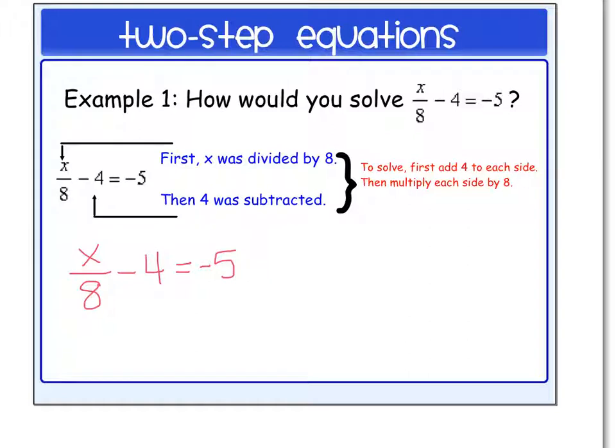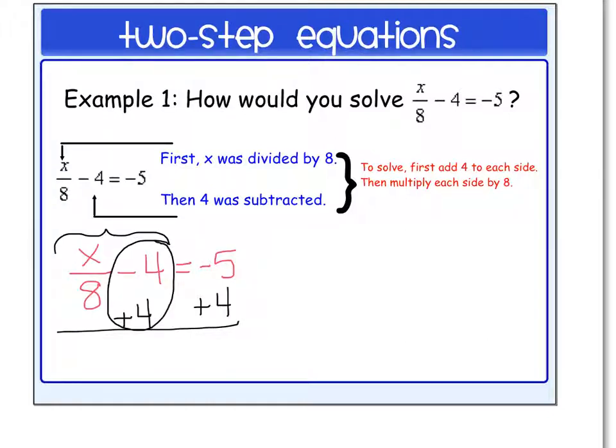So now we have to undo these in the opposite order. I look to my side with my variable, and what's farthest away is my minus 4. So the first thing I'm going to undo is my minus 4. I'm going to undo that by doing the opposite, adding 4 to both sides. The minus 4 and the plus 4 give me 0, so I just put a big 0 around them and I write what's left. I've got x over 8, which is x divided by 8, equaling, and then negative 5 plus 4 gives me a negative 1.